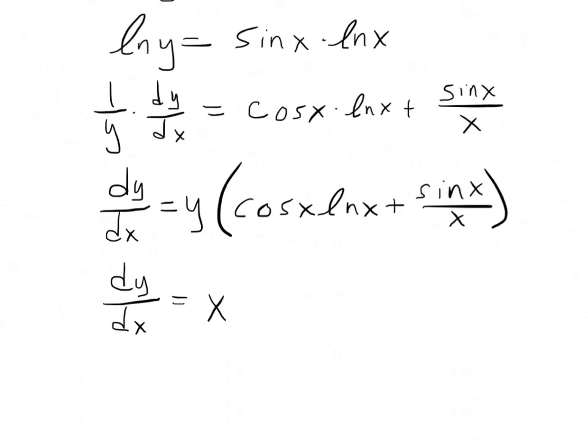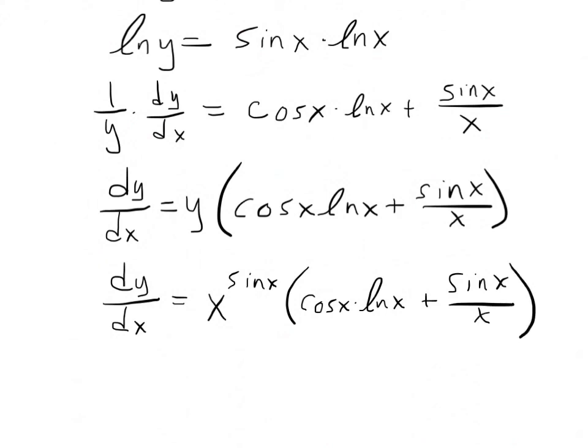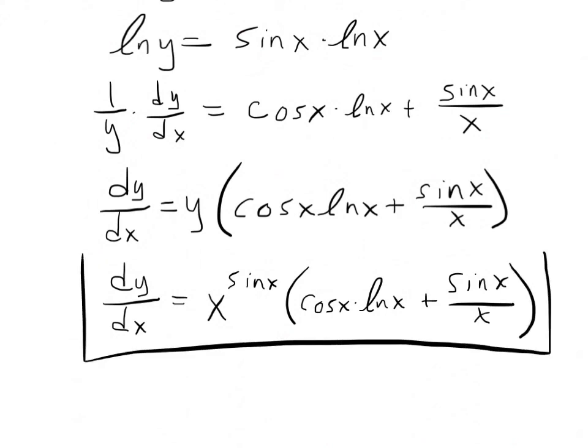So we plug that y back in here, right? This thing is going to be x to the sine x times cosine x times ln x plus sine x over x. And that looks good to me. If we're at this point, we're in good shape. We've done the derivative. That's actually all I have to say in this video.